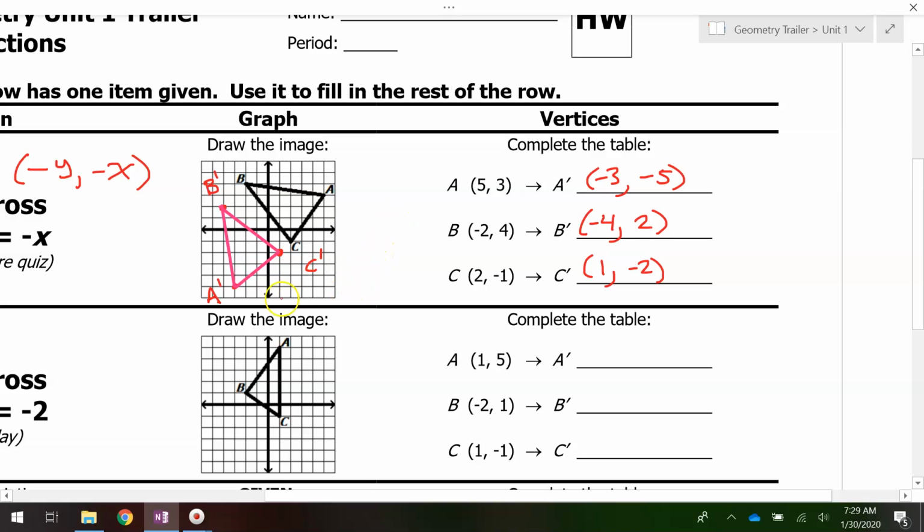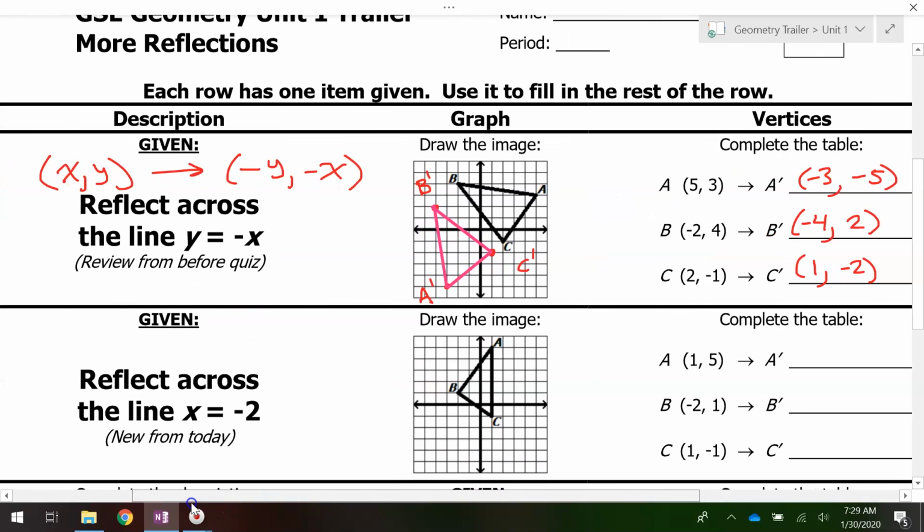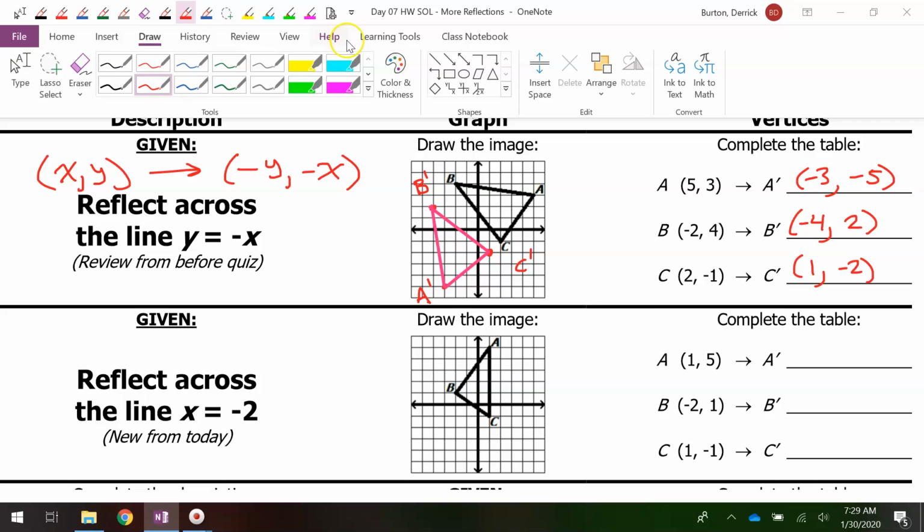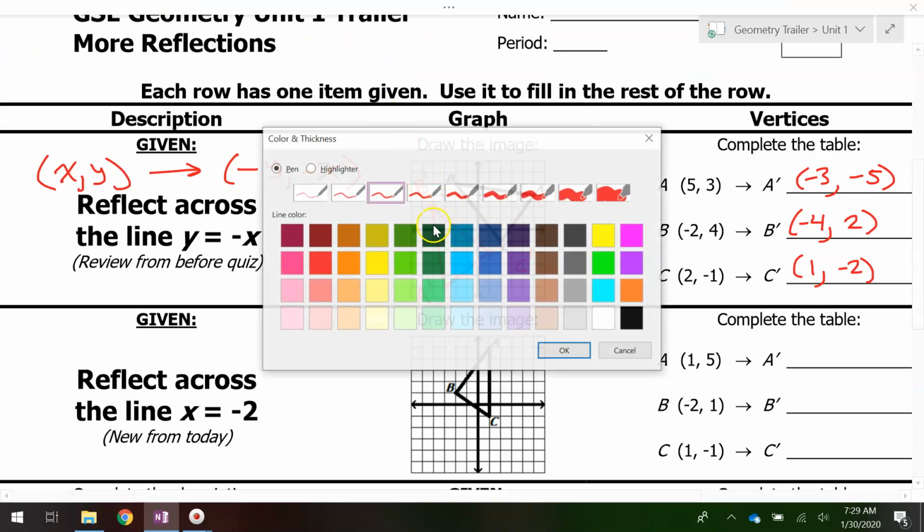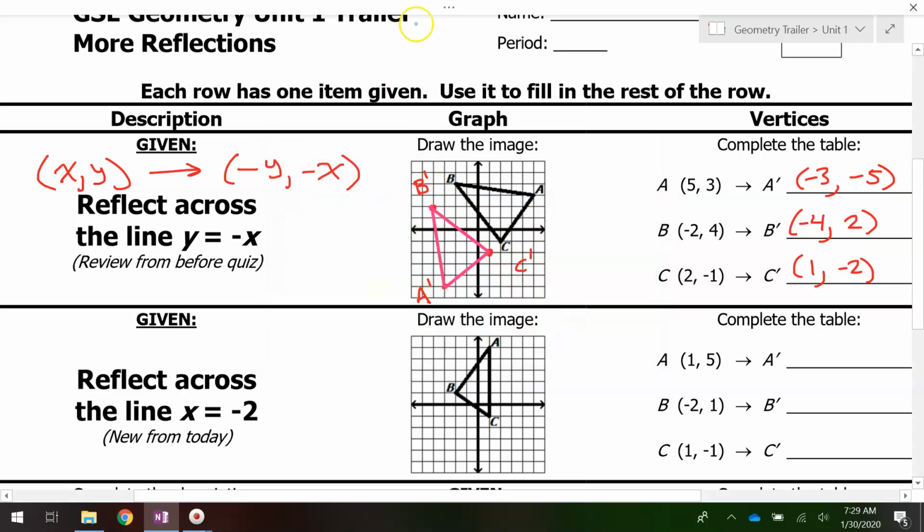Okay, so by the way, let me remind you that the line y equals negative x is a diagonal line going downhill. So that's going to look like this. And that's useful to know because you can just mentally double check your work and see that these two images are mirror images of each other over this diagonal line.